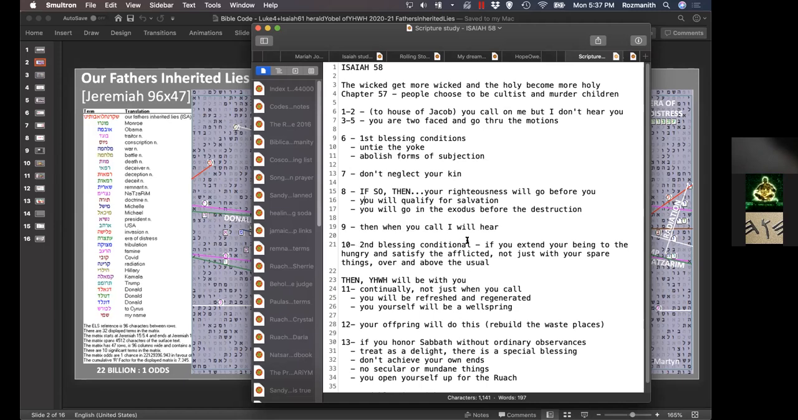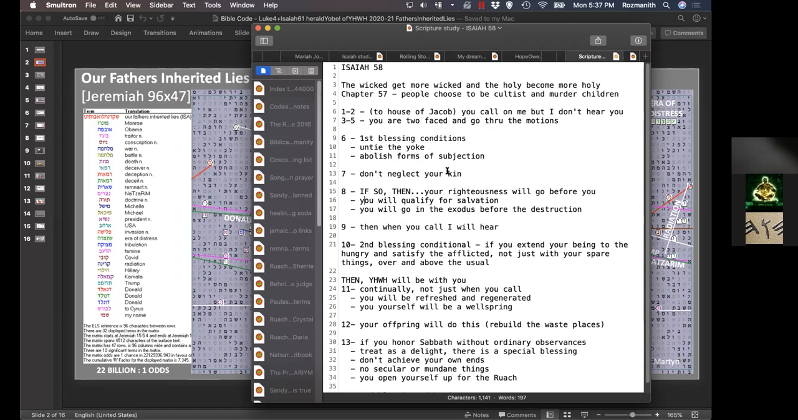Second blessing, conditional: if you extend your being to the hungry and satisfy the afflicted, not just with your spare things over and above the usual, then Yahuwah will be with you continually, not just when you call, but you'll be refreshed and regenerated. You yourself will be a wellspring, right? So it's like, all you have to do are these things, and then you'll be qualified for salvation and get into the Exodus.